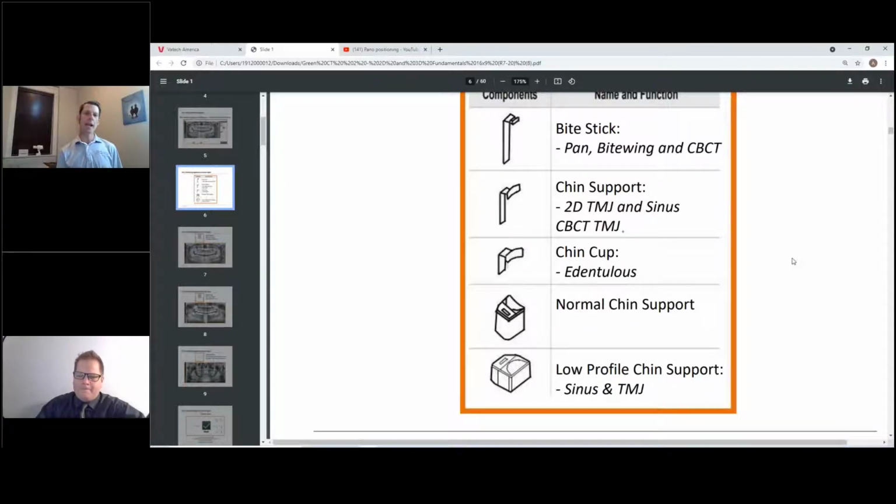And then if the patients are fully edentulous or class 3 where they cannot bite into the bite stick, when do we use the edentulous cup? Right. So let's start with the bite stick there.